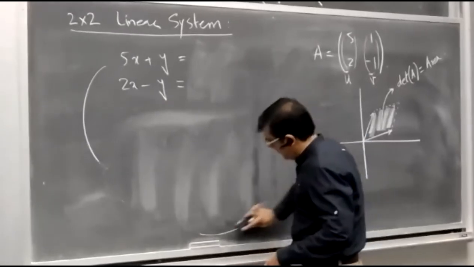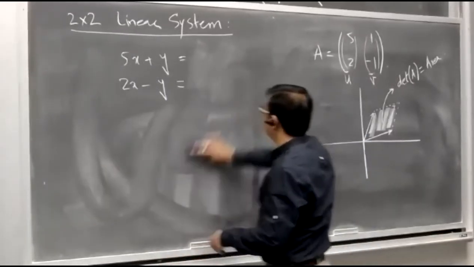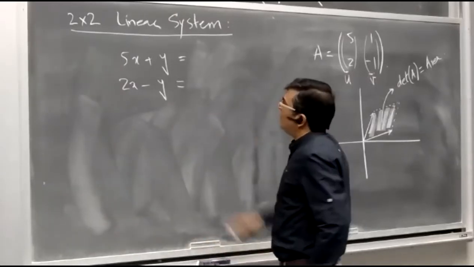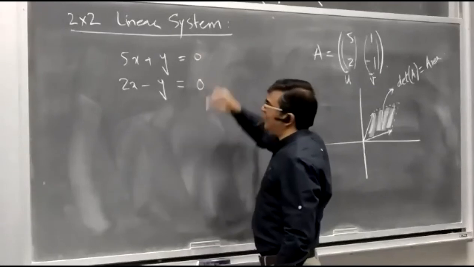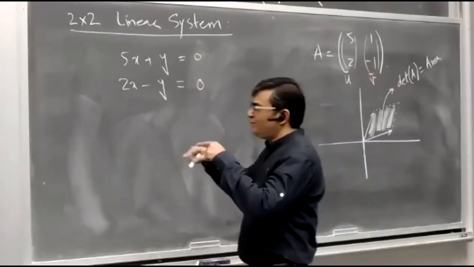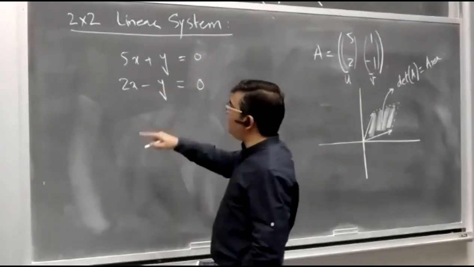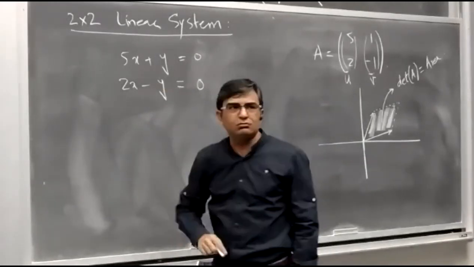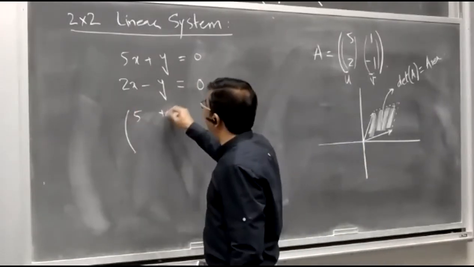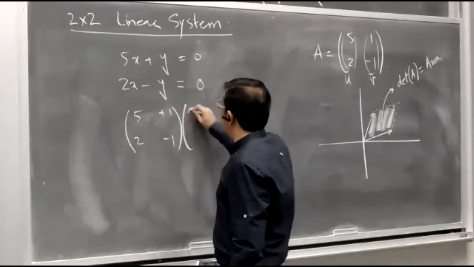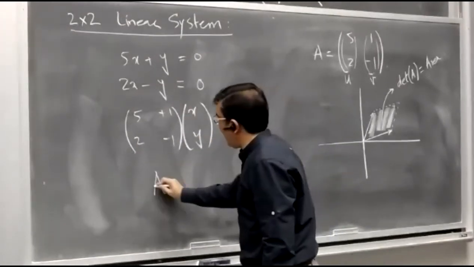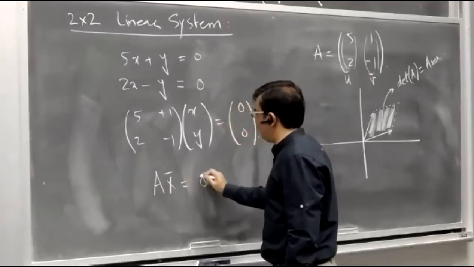Invertible matrices, you have studied the inverse of a matrix, the 2x2 matrix inverse, right? Yes, sir. Now, if we have a homogeneous linear system, and the coefficient matrix determinant is not zero. What will be the determinant of the coefficient matrix? Plus 1, 2, minus 1 times x, y equal to 0, 0. So this is your A times x is equal to 0 vector.